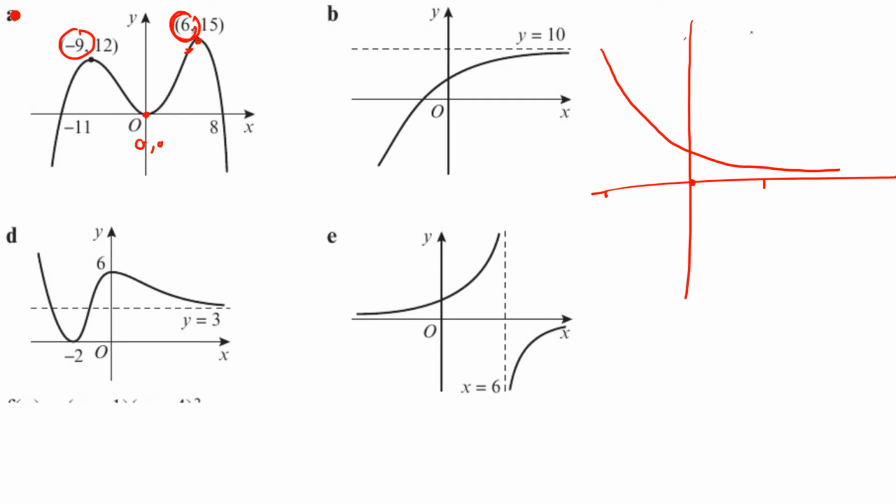Okay, let's look at question D. This one here is better because we have a minimum point, we have points all around, so we can do this one. So straight away you're going to plot the -2, and you're also going to plot this point here. If you look at the coordinate, it's 0, 6. So this point is going to be about here, -2 is going to be about here. So now all we have to do is plot this line.